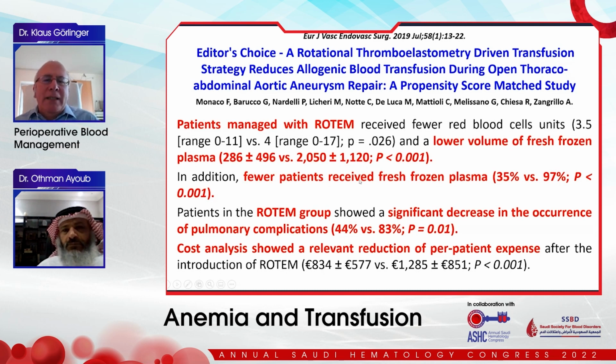Also, when we look at the incidence or frequency of plasma transfusion, it was nearly everybody before implementing the protocol, 97%, which drops down to 35%. But the most important point is that at the same time, pulmonary complications also went down from 83 to 44%. So before it was normal that they had pulmonary complications, and now it's less than 50%.